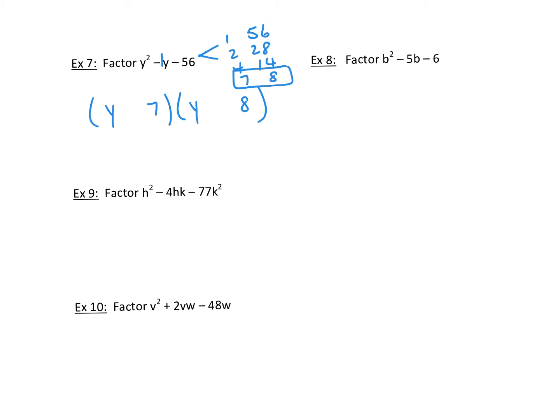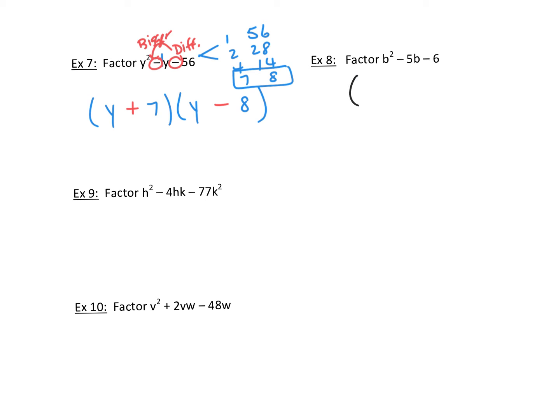Remember that the sign at the end tells me that the signs are different. And then I go to the middle, the bigger number is negative. So my 8 takes the negative, my 7 takes the positive. So when you multiply y plus 7 times y minus 8, your result will be y squared minus y minus 56.